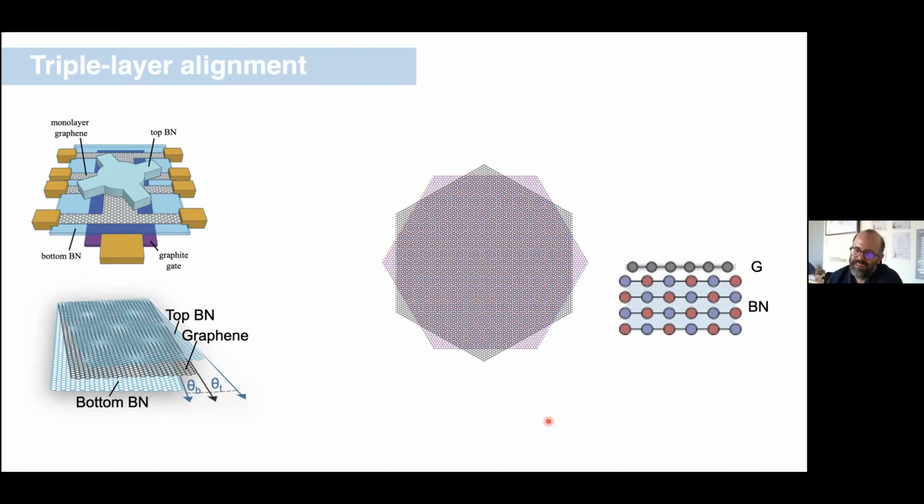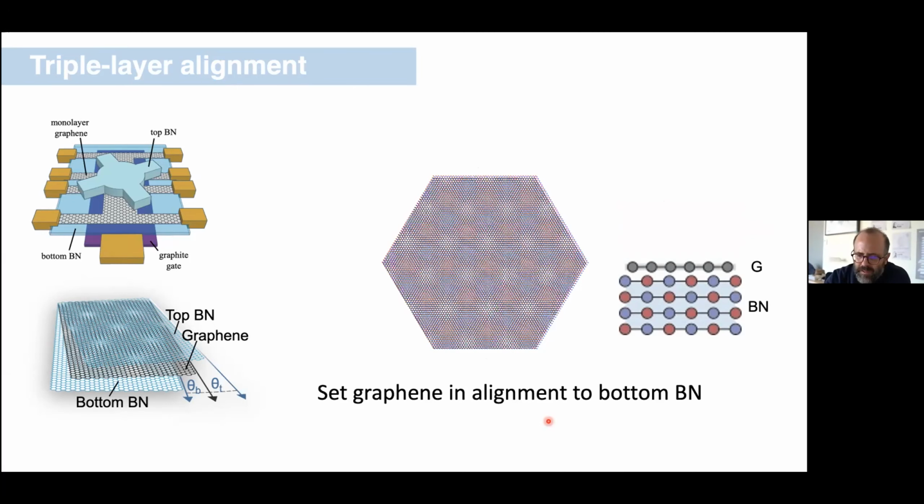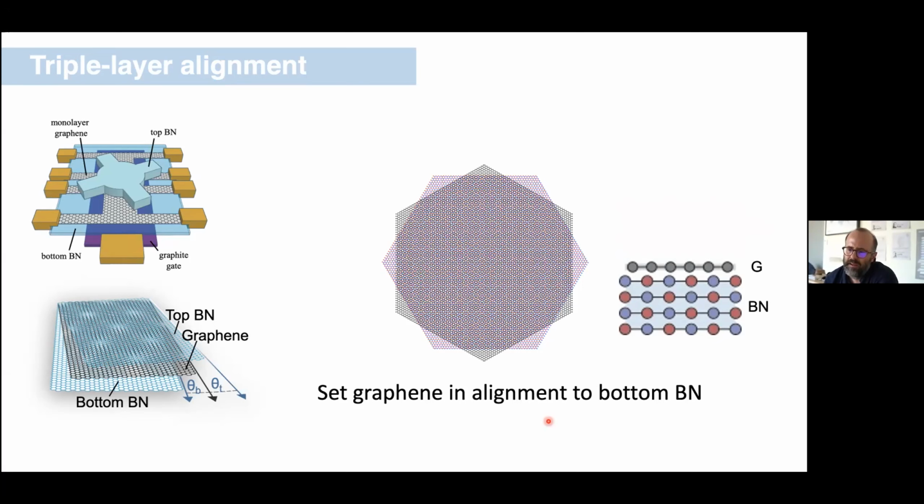The gap comes from the fact that these lattices actually do relax. The lattice mismatch imparts a strain, and that strain causes some relaxation. I don't have any images here. And that relaxation gives rise to the shape of the moire pattern that we see.